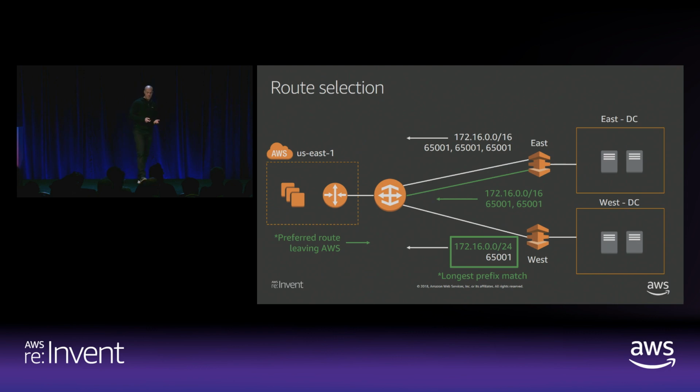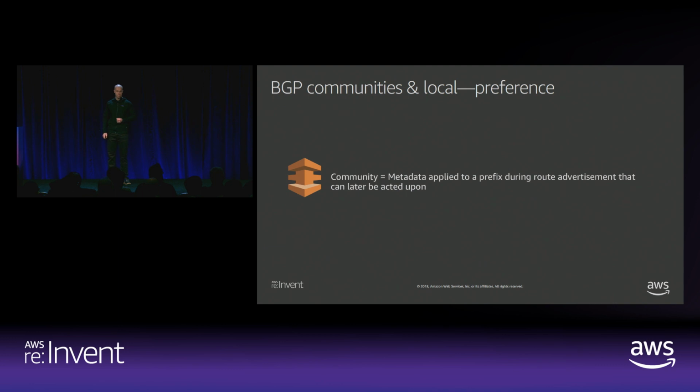Okay, this helps if I can control the prefix length. That's not always the case. And this is where local preference and communities come in. So what is a community? You can read up above me, but I guess it's not above me, it's beside me. But essentially, it's a piece of metadata that's attached to a route when it's being advertised. This is similar to the AS path prepending.